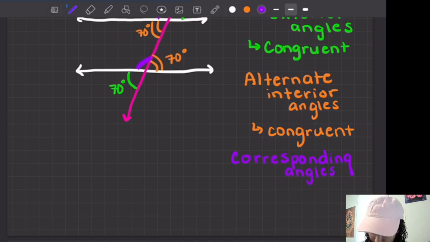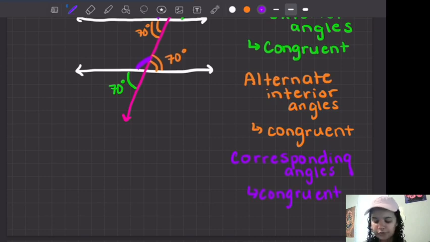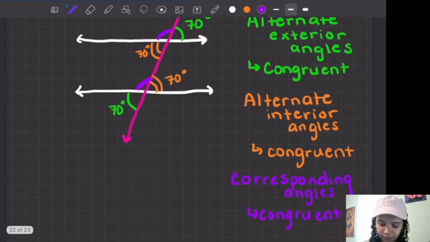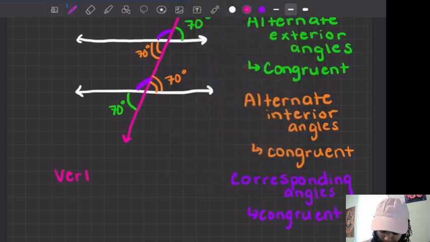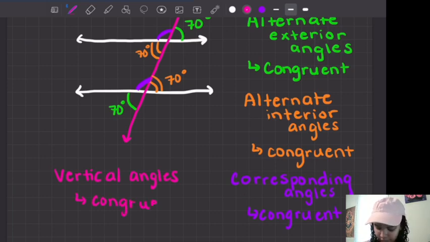And they're also considered congruent. So these are also congruent. So those are our 3 congruent angles. We also have vertical angles, and I talked about them in the previous video, but I'll write it down over here as well. So vertical angles. These are also congruent. So these are the 4 kinds of angles that are congruent.